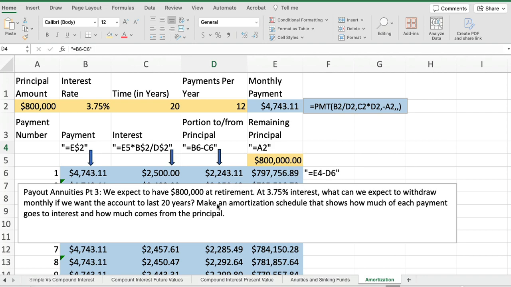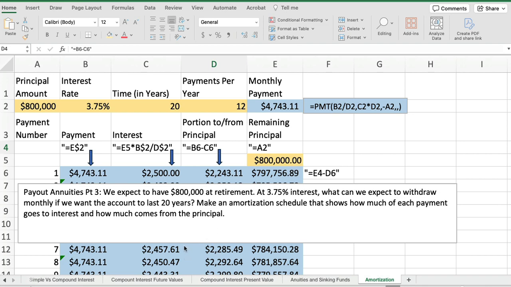This time we're going to be figuring out what our monthly payment is going to be, knowing what we have. We know how much we have at retirement. What can we expect to get per month if we want it to last a certain amount of time? And then the second part of the question asks us to make something called an amortization schedule that shows how much of each payment came from interest and how much of the payment came from principal.